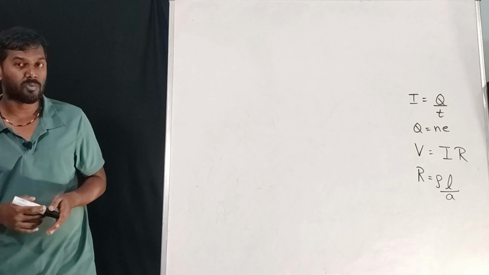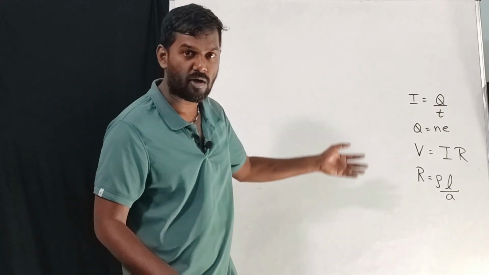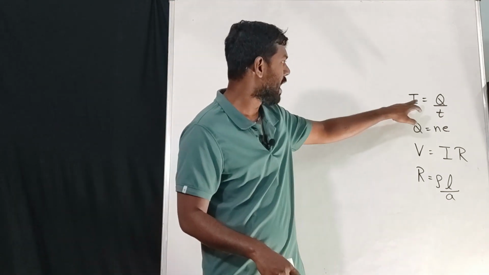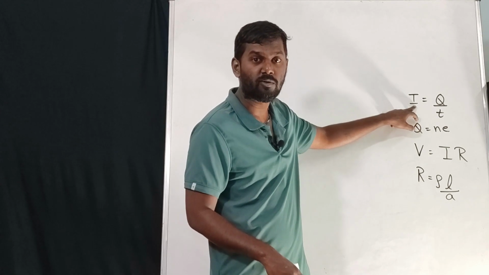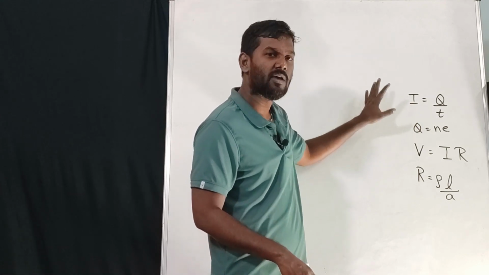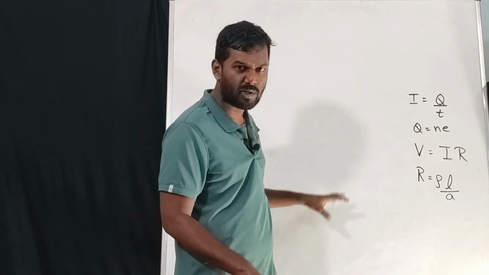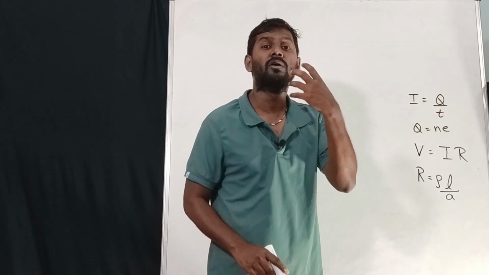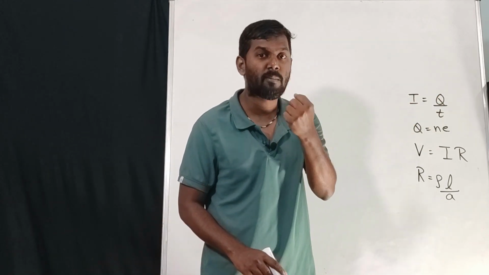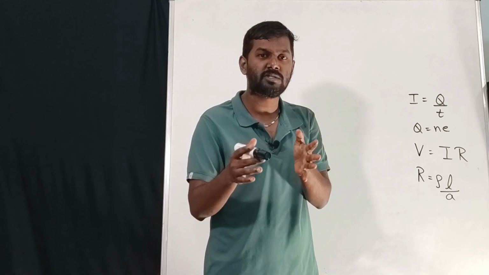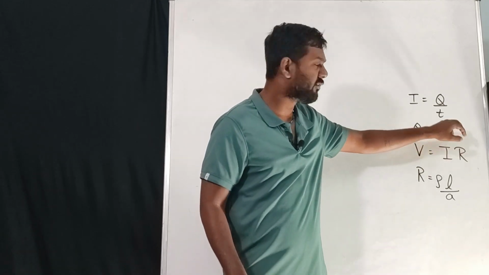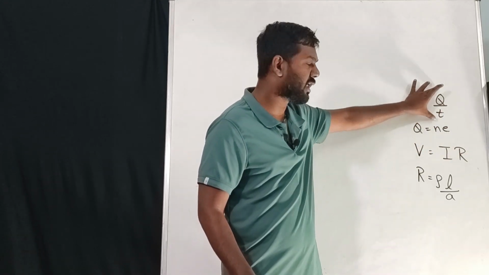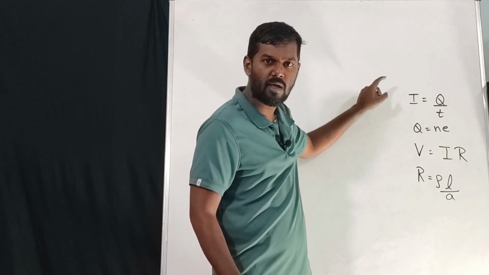Before starting our numericals, we need to understand the formulas and their units. Listen, I is nothing but current. What is the unit of current? Amperes. We are going to use all those units in the numericals, then you will understand. Q is the charge value, number of electrons into value of one electron. If Q is given and time is given, we can substitute and get the answer of I.